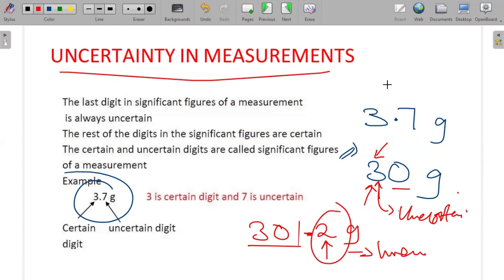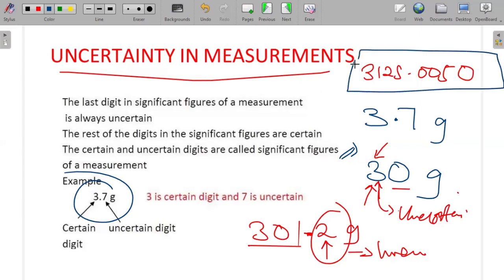What if we have another measurement? Let me write it like this: 312.5.0050. So which one here is the uncertain digit, if you are following what I'm saying? Which one from this number here is the uncertain digit? Anyone can try.